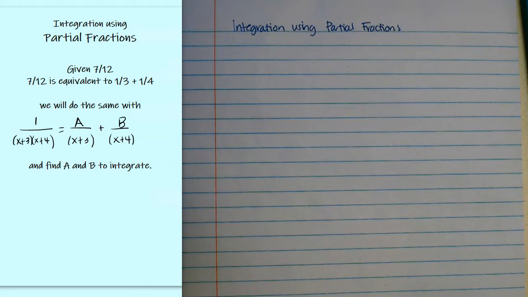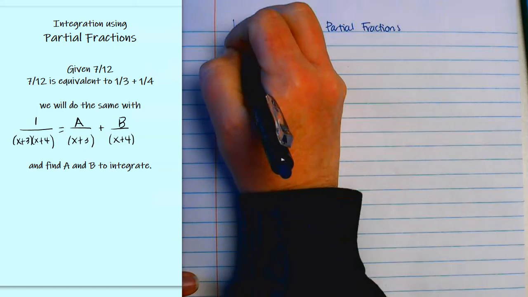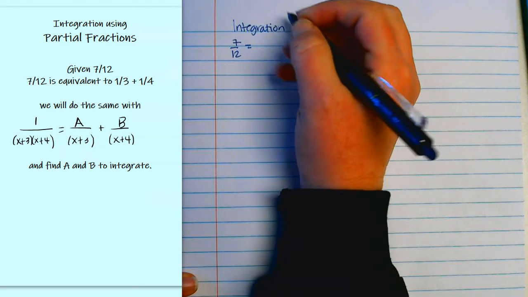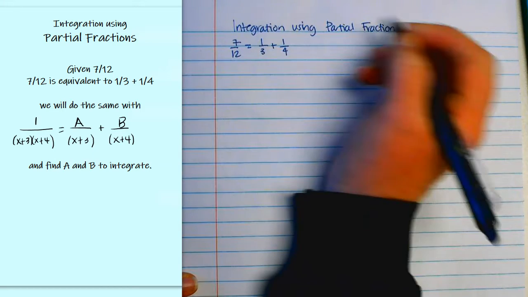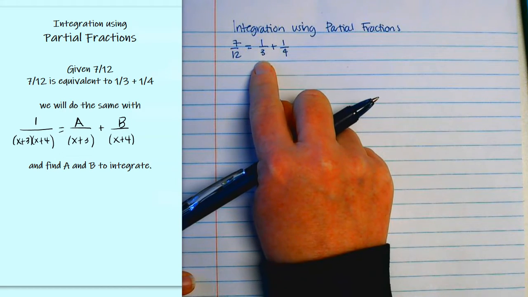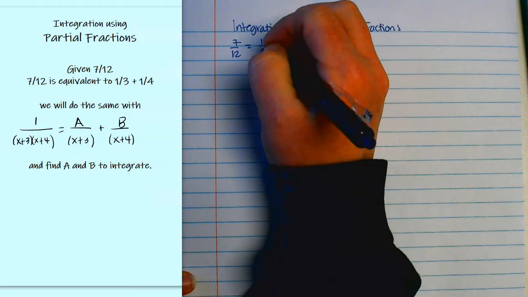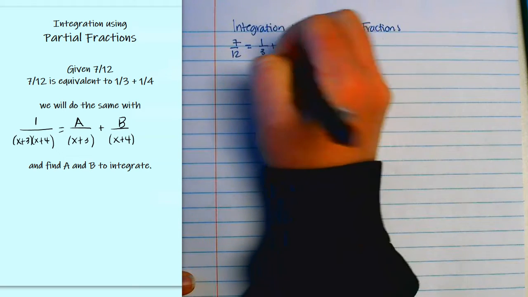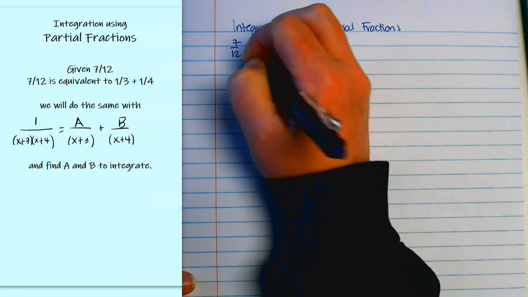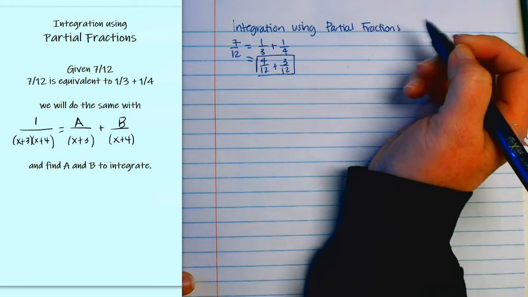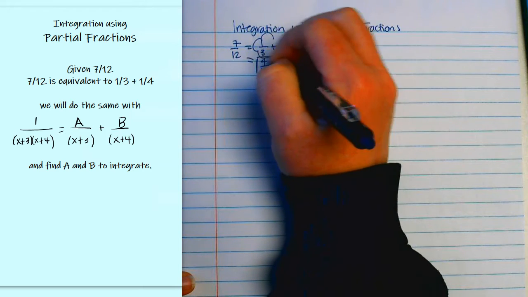All right, so another tool we have is integration using partial fractions. I've written on the side "integration using partial fractions," and I've given you something to think about. I've got 7/12 written as 1/3 plus 1/4. If we get a common denominator, this one will be times 4, so 4/12, plus this one times 3 will be 3/12. I picked something really easy. So you can see that 7/12 equals 4/12 plus 3/12. This is another way to write it.